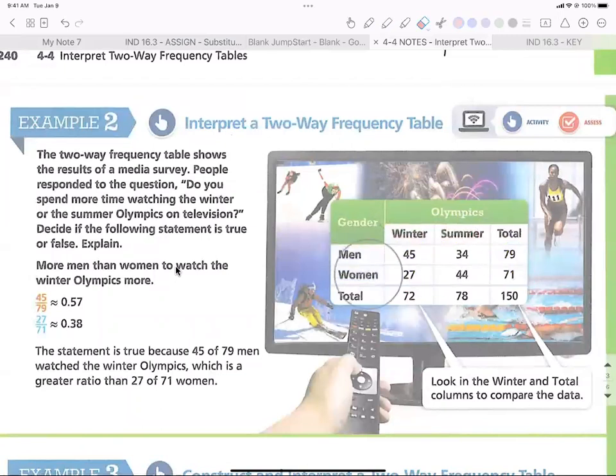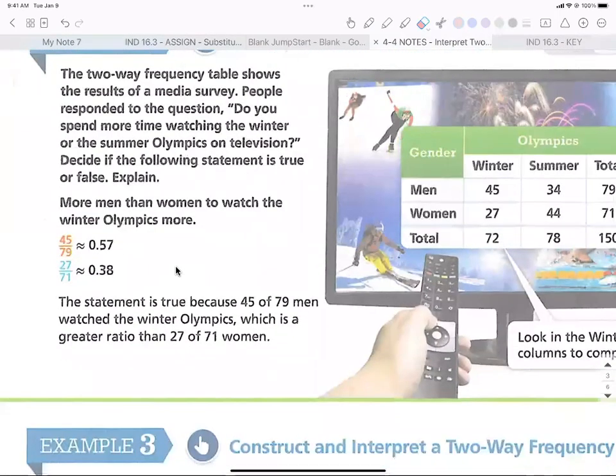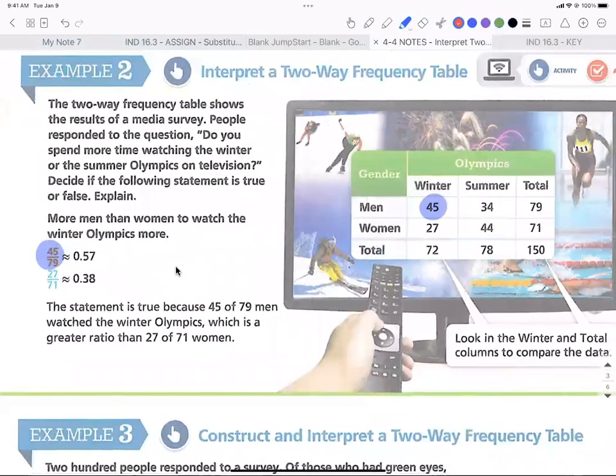So what does that look like? Well, they've done it here for us. If we look at the men's total, it was 45 men out of 79 that were polled. So 0.57 or 57% of the men said they watched the Winter Olympics. Then if you look at the women's data right here, it's 27 women out of 71. When you put that as a fraction and then make it a decimal, you can see that it's 0.38 or 38% of women. So is the statement more men than women watch the Winter Olympics true? Yes or no?